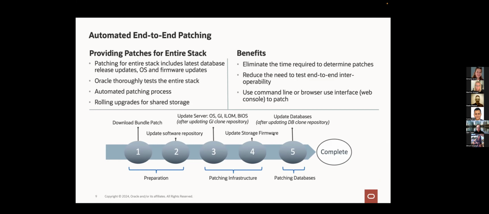The second part is patching the infrastructure, which includes the operating system, the GI, which is the clusterware and ASM, and the BIOS and things like that. As part of the infrastructure patching, we also patch the storage firmware on the disk drives, the host bus adapter firmware, things like that. And the last part is patching the databases. The actual patching can be done in one command, and we're going to show you. Next slide, please.